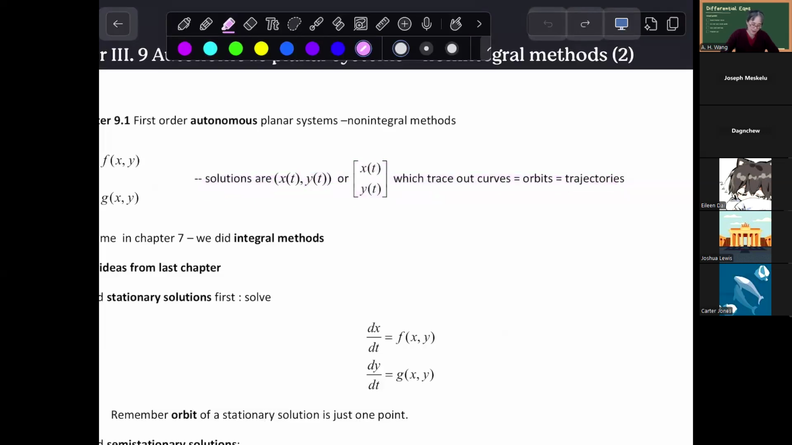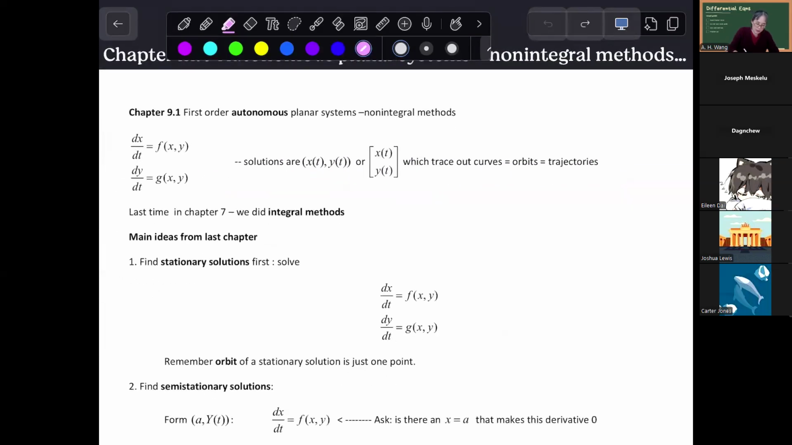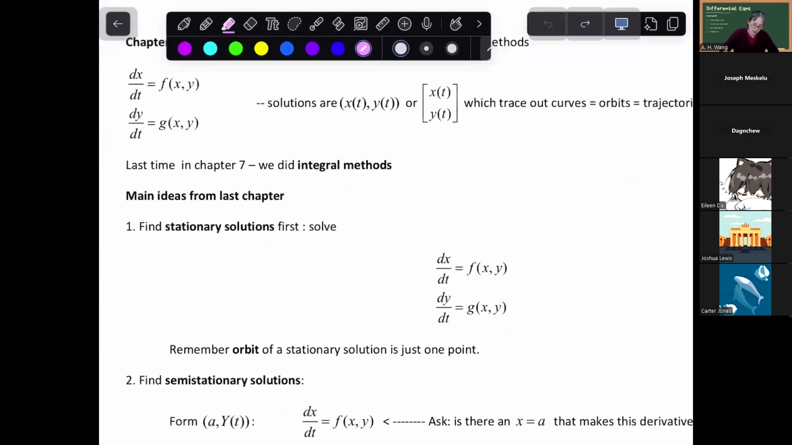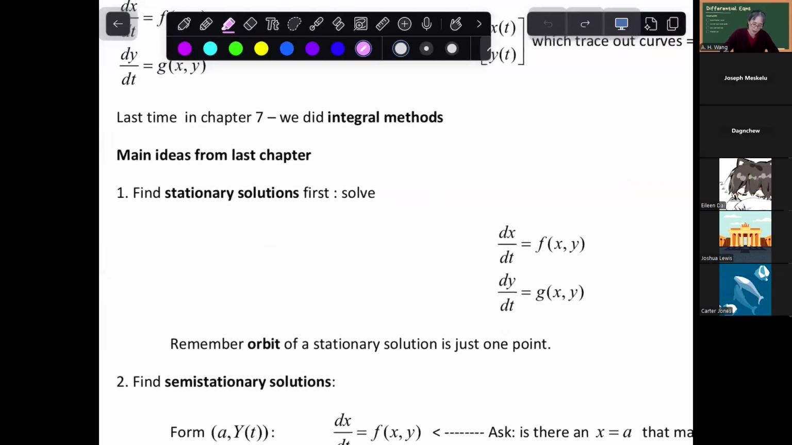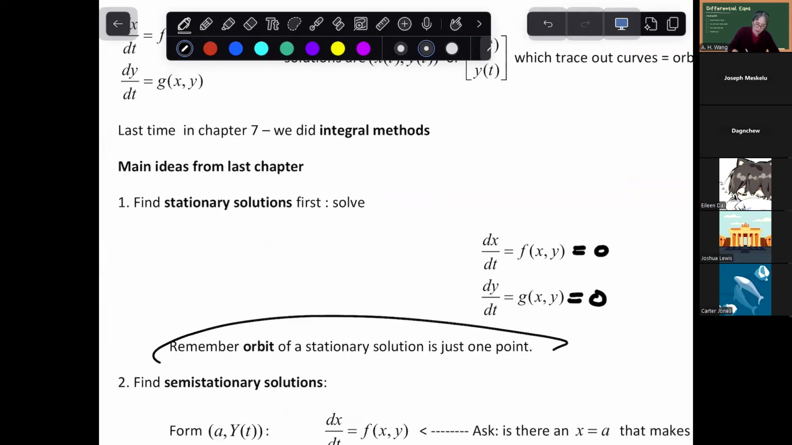And in the previous section, we did integral methods. All right, so we did stationary solutions, remember, and the way you do this is you set this equal to 0, right? That's how you do this. And you want to follow the logical thread, and I was very careful. And remember, the orbit of a stationary solution was just 1 point.